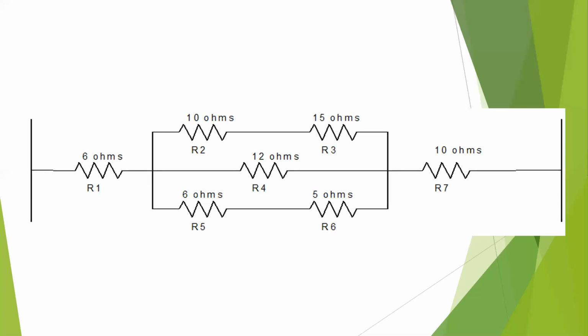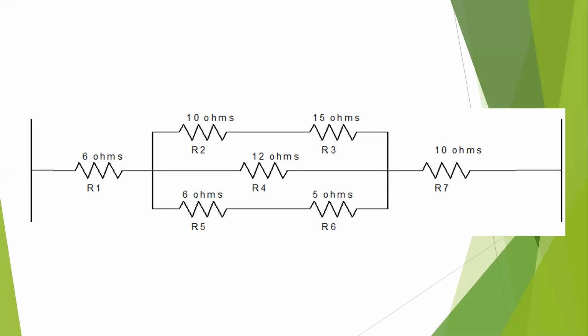This is now R2 through 6. Redrawing it, you should have 3 resistors in series now: R1, R2 through 6, and R7. And R2 through 6 is going to have a value of 4.67 ohms. We know that R1 is 6 ohms, and R7 is 10.